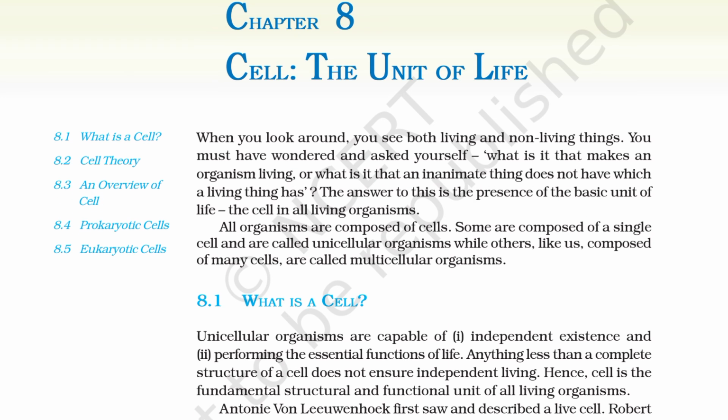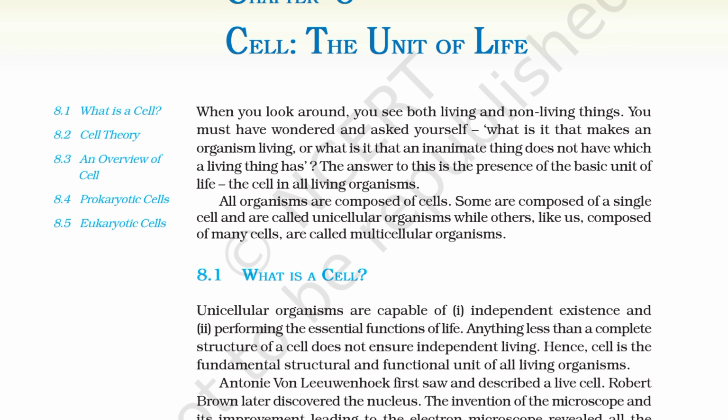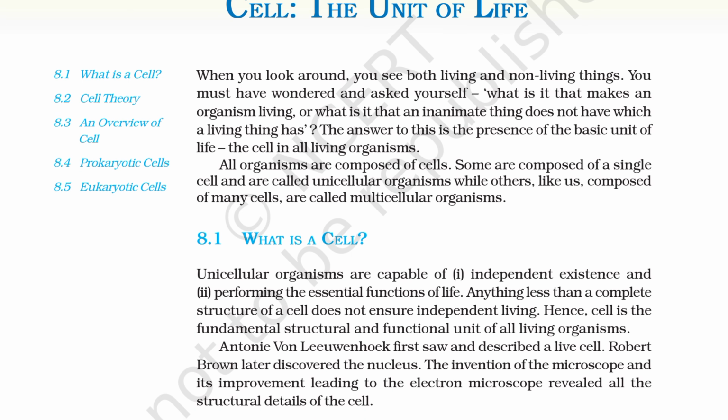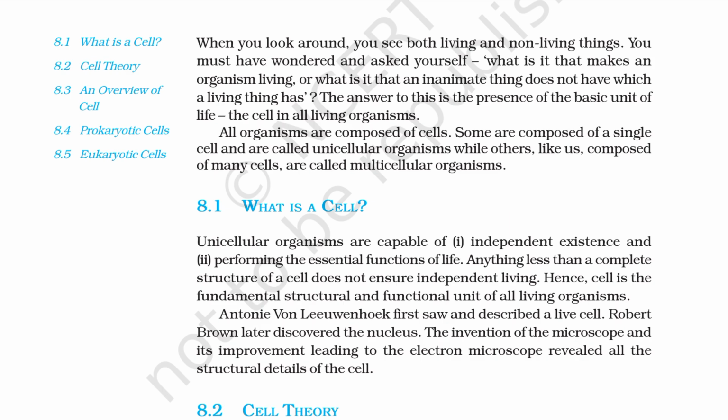All organisms are composed of cells. Some are composed of a single cell and are called unicellular organisms, while others like us are composed of many cells and are called multicellular organisms. What is a cell?